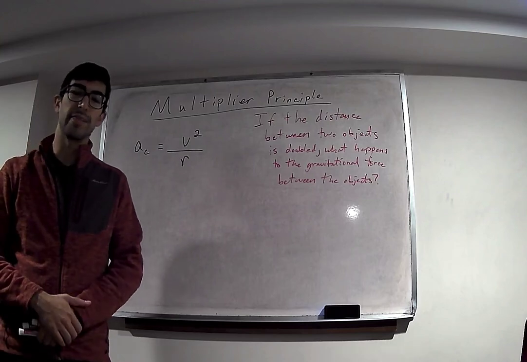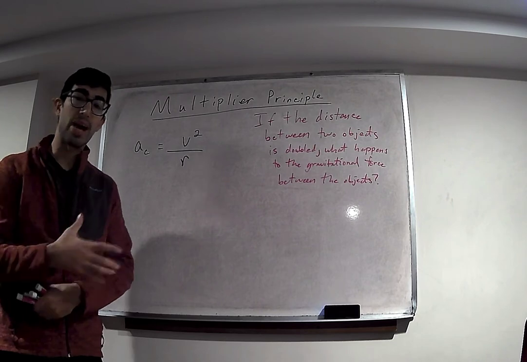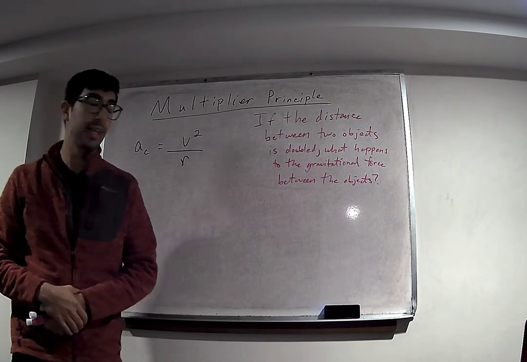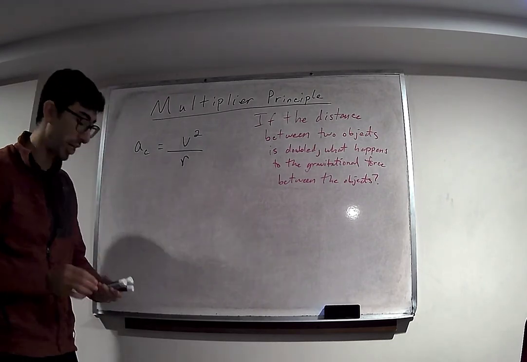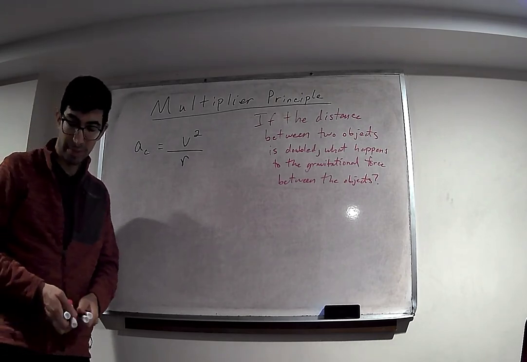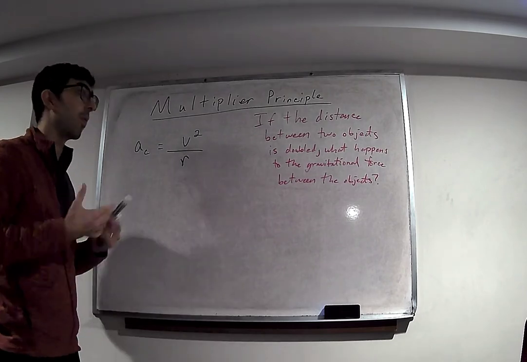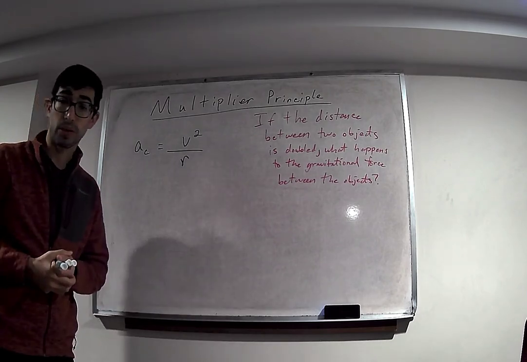I want to discuss the effect that multiplying variables in an equation has on the outcome of that equation. This is a concept I'm going to call the multiplier principle. And the essential idea of this multiplier principle is that by changing one variable, you can predict what will happen to another variable in this equation.